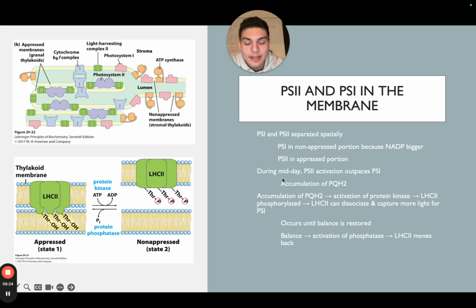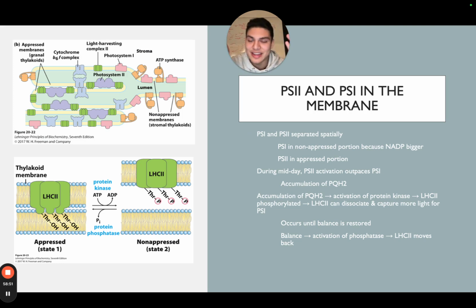So that's spatially why they're located here, but also, during midday, photosystem 2 activation outpaces photosystem 1. Why is that? Well, in midday, doctors will often tell you, hey, wear sunscreen. Why should you wear sunscreen midday, around 3 p.m.? Because there's a lot of UV rays. What is UV light in relation to visible light in terms of wavelength? UV light has a shorter wavelength.